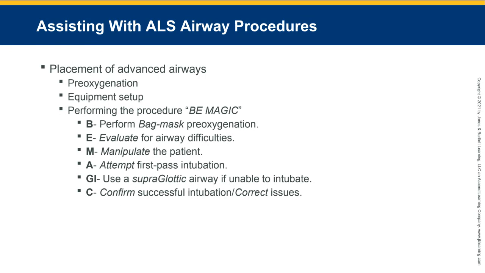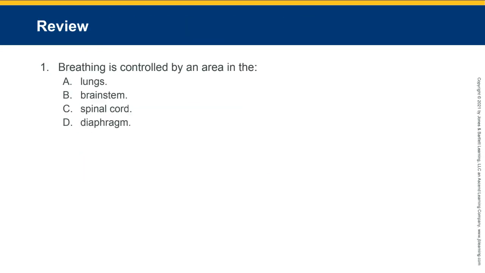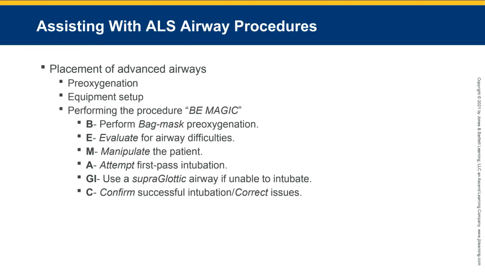And we listen to the lungs, we look for mist in the tube, we look at the colorimetric changes, and eventually we will look at capnography, which is the gold standard for confirming advanced placement of an airway. That would be the end of this chapter.